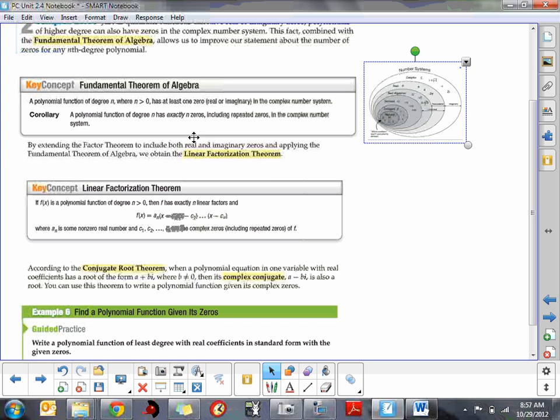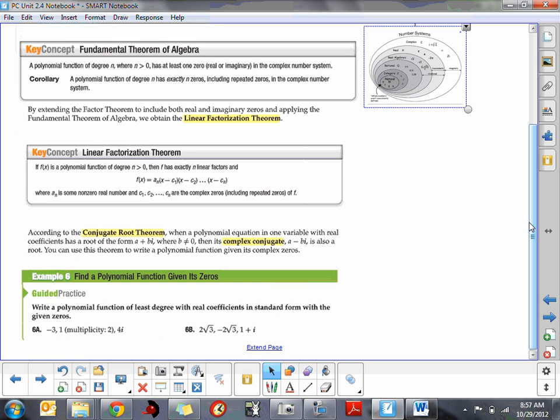Secondly, there's the linear factorization theorem, and it really ties into the fundamental theorem of algebra. For instance, if we have a 6th-degree polynomial, then by the fundamental theorem of algebra, we should be able to find 6 complex solutions to this polynomial. That means we should be able to write out 6 linear factors of that same polynomial. So we're going to take off on this idea, and we're going to be writing, first of all, the polynomial function that has the given set of zeros.